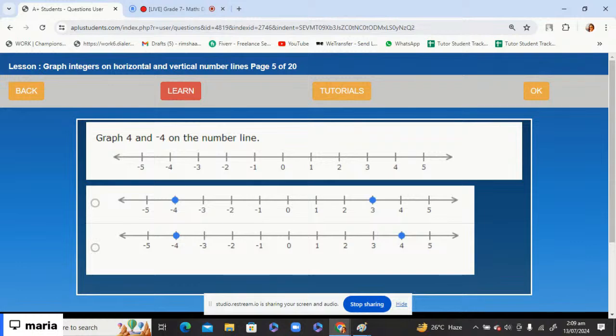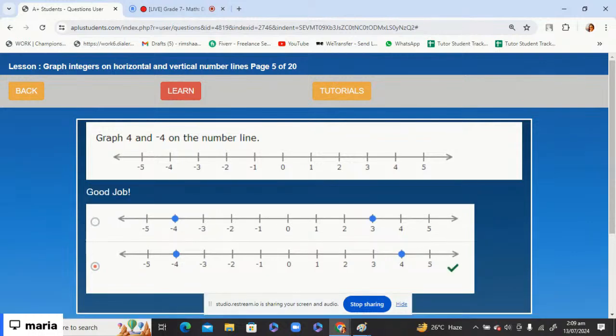Now graph 4 and negative 4 on the number line. So when we mark 4 and negative 4, where is the 4? The 4 lies here on the right side of the 0. And where is negative 4? Negative 4 lies on the left side of the 0. So negative 4 and positive 4 lie here. So let's go with it.